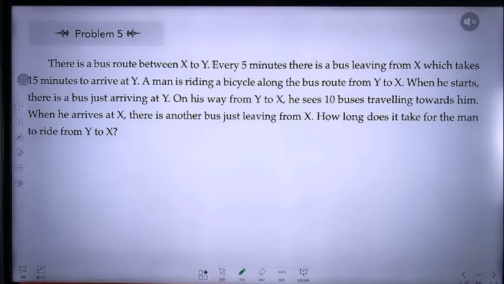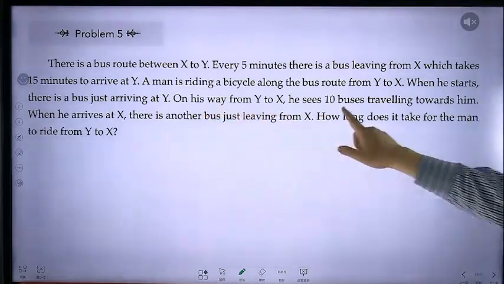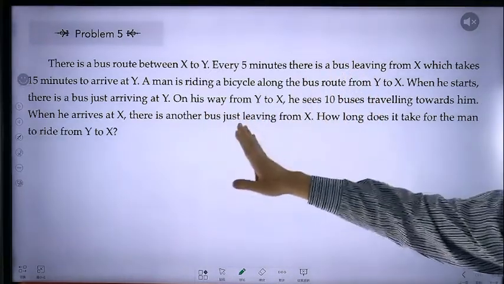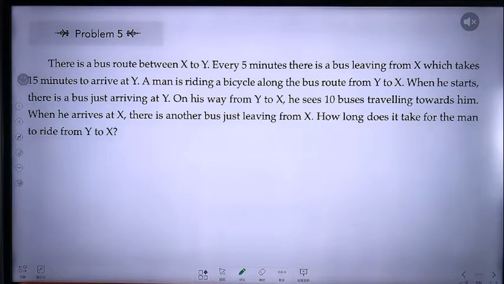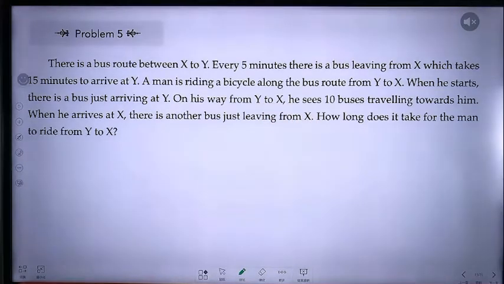So try to draw a table. Oh, there's also something that we need to be careful about. When they say on his way from Y to X, it does not include the bus that he sees at Y and X. It means on the way, not including Y, not including X.